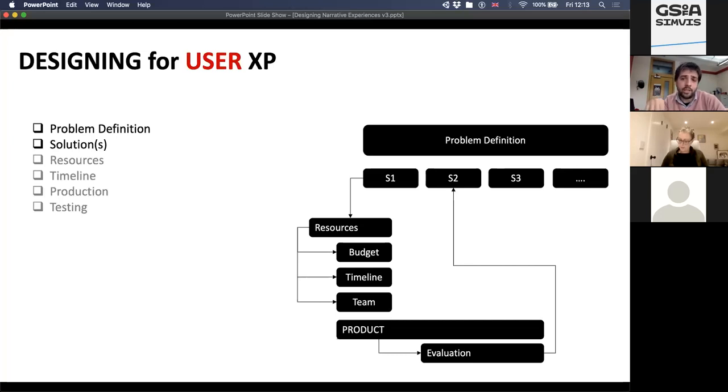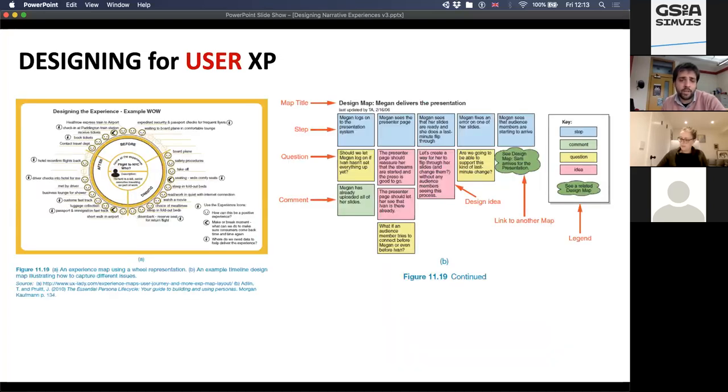We create different solutions, but then the solutions have to be tested, and then those tests might imply changes in the prototype or even in the previous problem definition. So that is the kind of environment we really work in. And some people would say this has very little to do with designing narrative experiences.